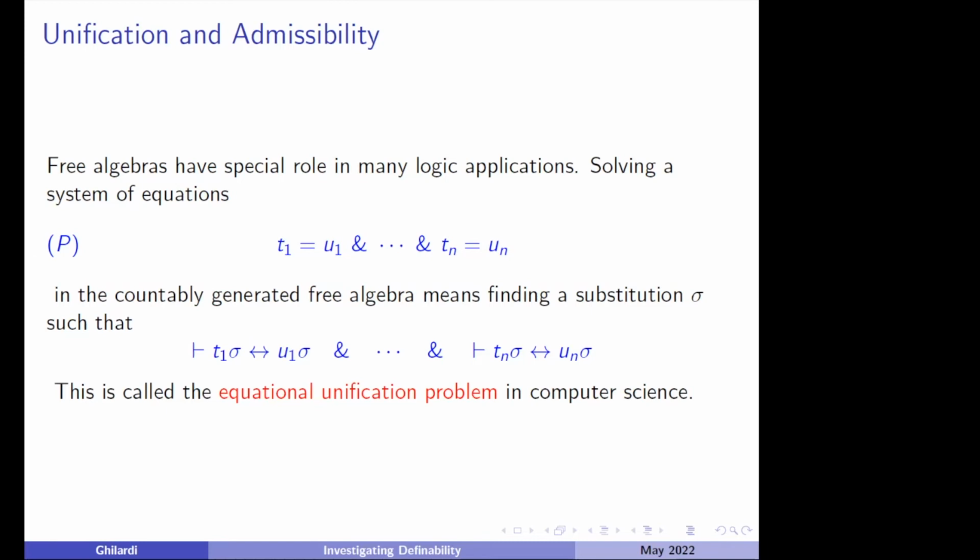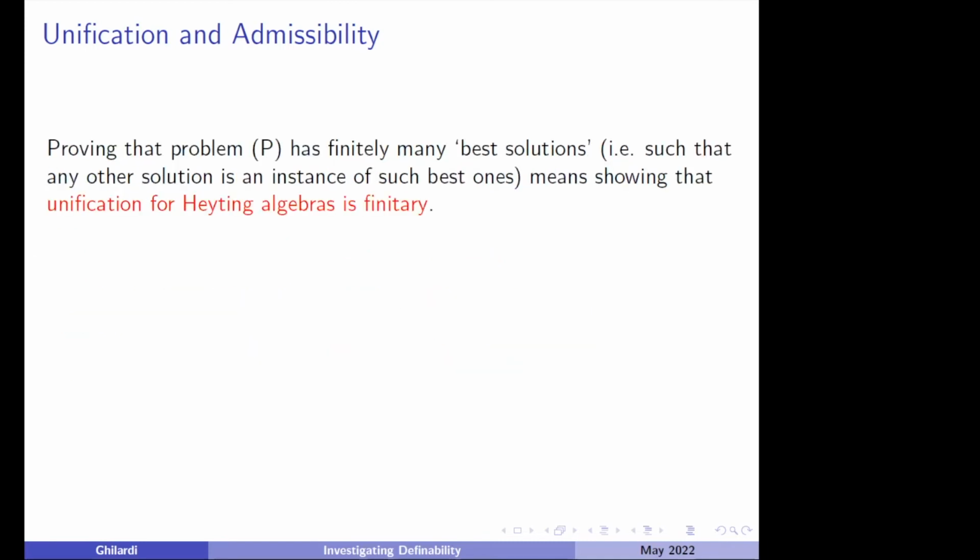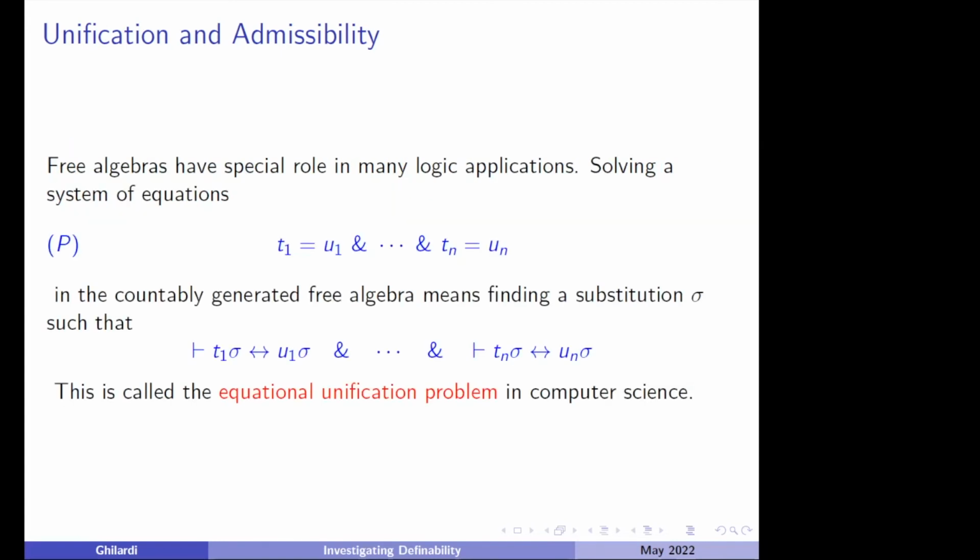And what we want to investigate is to find the best possible solution of the problem, finding whether the problem is solvable or not, but also to find what the best possible solutions are. The best possible solution means that any other solution can be obtained from one of the best ones via an instantiation.